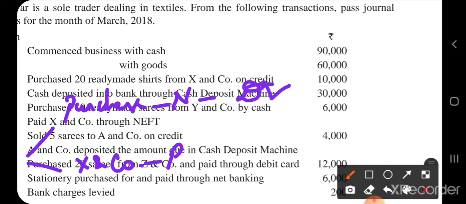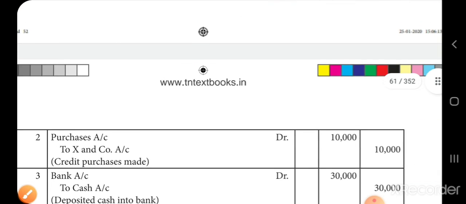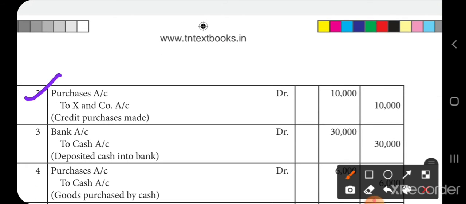Okay, and here for the personal account, what is the rule? Debit the receiver, credit the giver. So you have purchased the goods from XN company. So here XN company is the giver, so you credit the giver. The entry will be purchase account debtor to XN company's account.